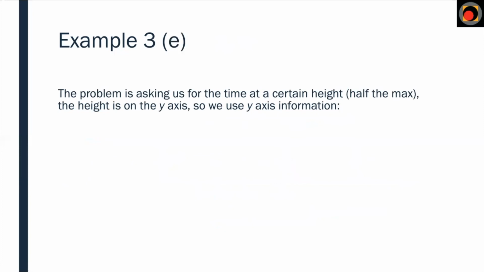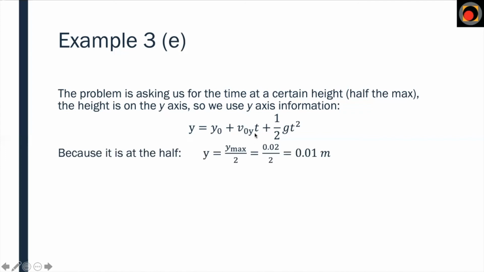The problem is asking us for the time at a certain height, half the maximum height. The height is on the y-axis, so we will be using the y-axis again. We know that the position is half the max, so I will put half the max on y. Y0 is 0 because the initial position is always 0. And then the initial velocities, and we will be looking for the t.